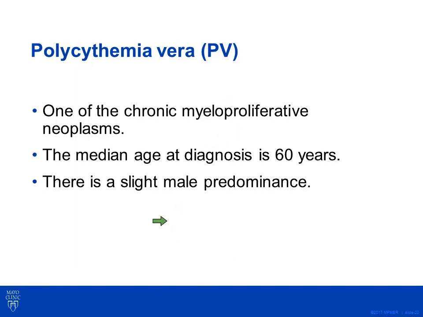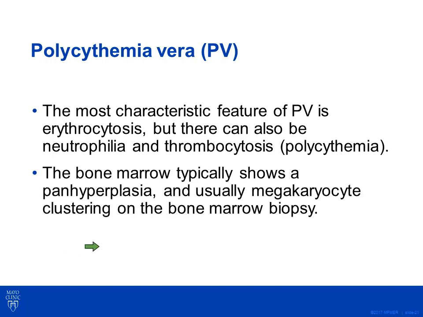This is one of the chronic myeloproliferative disorders. The median age at diagnosis is 60 years. So in our gentleman, where it was first picked up in his 30s, that he had high red counts, it makes that unusual as well. There's a slight male predominance. The most characteristic feature of polycythemia vera is the erythrocytosis, but there can also be a neutrophilia and thrombocytosis, hence the term polycythemia. And the bone marrow typically shows a pan-hyperplasia, elevation of all three cell lines, and usually the megakaryocytes on the biopsy show clustering or groupings.